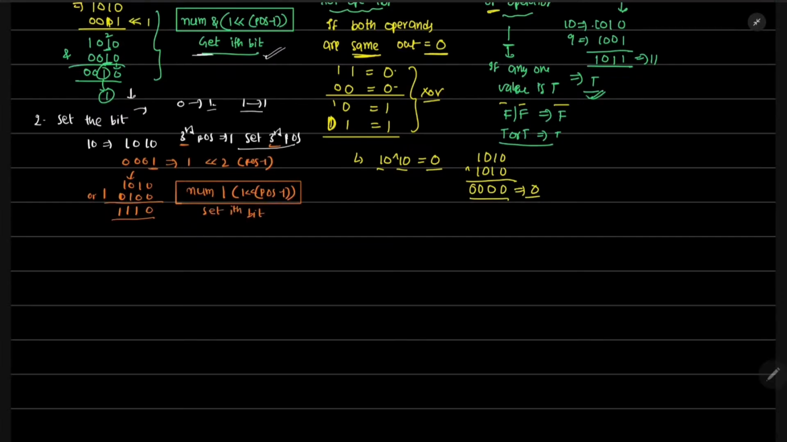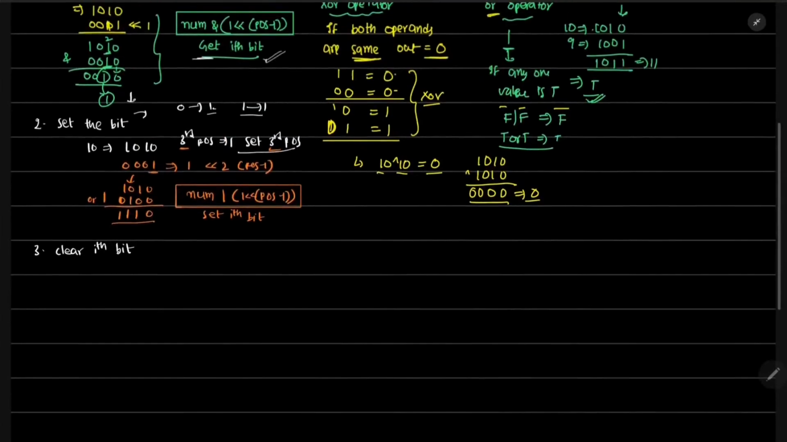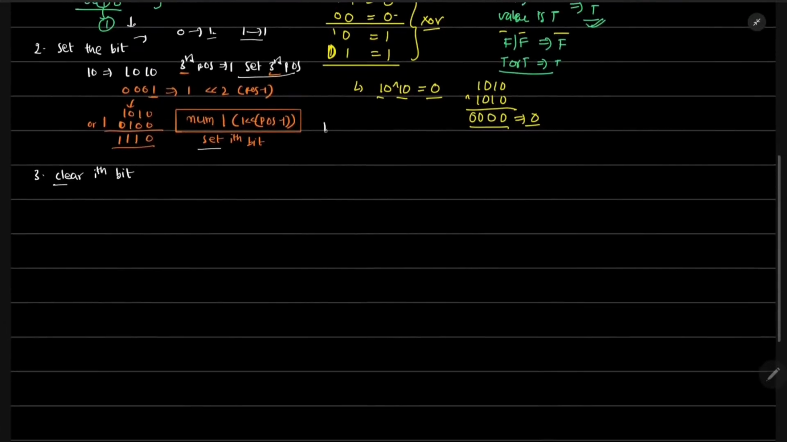Got it, right? Now what we have to learn here is clear the nth bit. Here we got the nth bit, and here we set the nth bit. So what is clear the nth bit? It's very simple, guys. Again, you need to convert 1 to 0. It's opposite here.